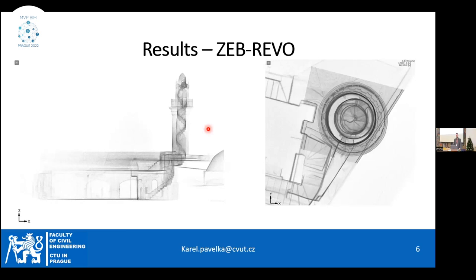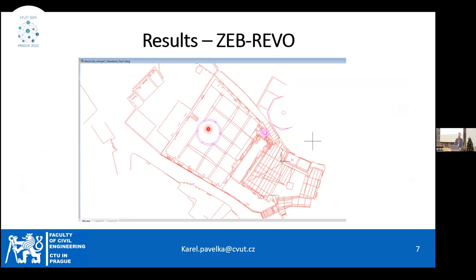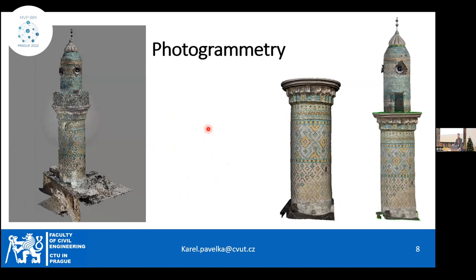After that, it's easy to vectorize it and make vector plans from this data. So this is one result that we got. The second result that we got is the photogrammetry result, as I said, combined.